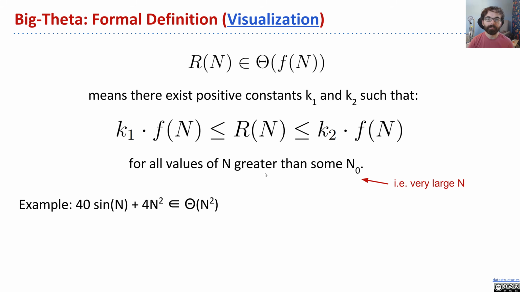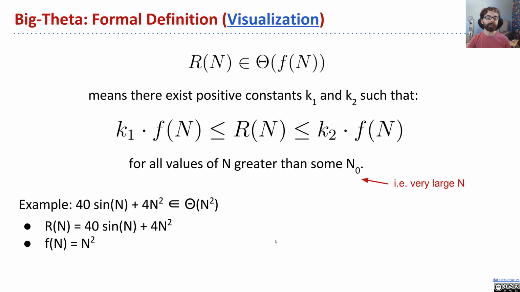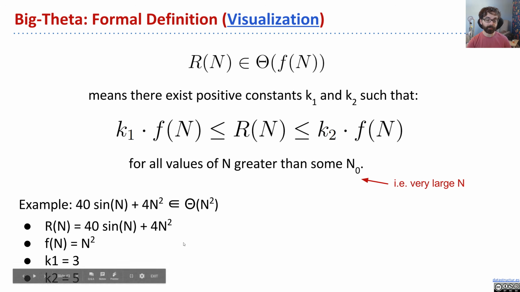So let's see an example to drive that home. Let's consider 40 sine n plus 4n squared. I said that belongs to the order n squared. So that's saying the function r of n, the function of interest, belongs to the order n squared. And I'm going to pick 2 constants. In this case, k1 is 3 and k2 is 5. Now, those are not the only possible choices, but what's special about those choices is that we think about this function and we say, okay, for really large n, obviously only the 4n squared is really going to matter, and that's going to be greater than 3n squared and less than or equal to 5n squared.